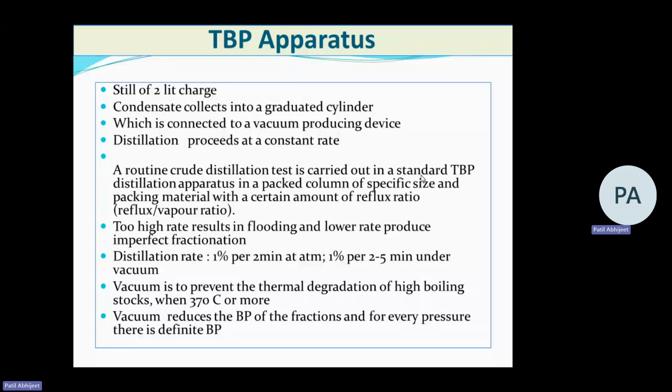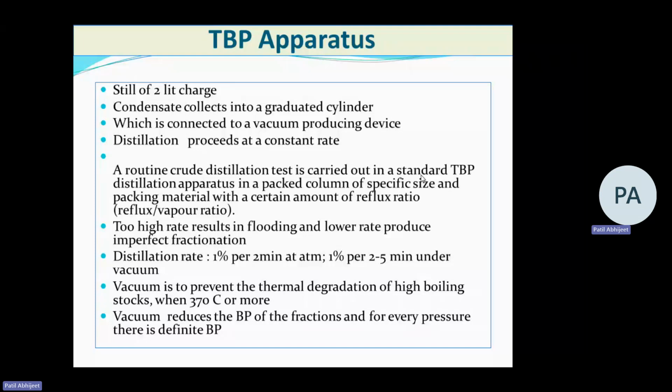Okay, so the rate of distillation is 1% per 2 minutes. You can say that is 0.5% per minute in atmospheric distillation and 1% in 5 minutes under vacuum distillation. Generally, vacuum is provided to prevent thermal degradation of higher boiling stocks, because some of the crude petroleum fractions may have higher boiling values, correct? It may be above 350 degrees Celsius or more than that. It may cover up to 450 degrees Celsius.